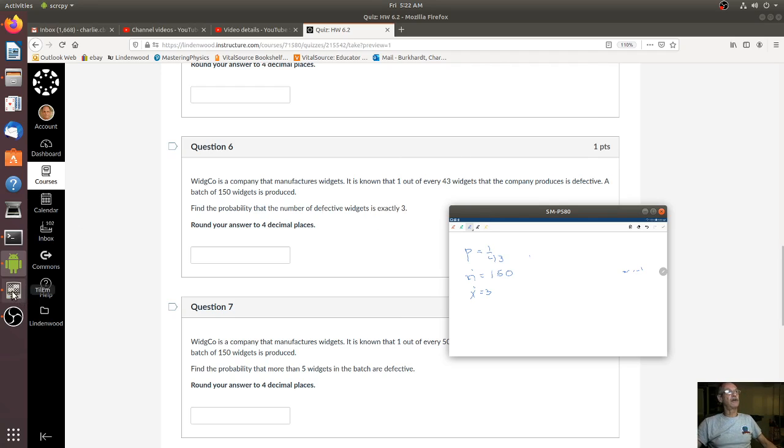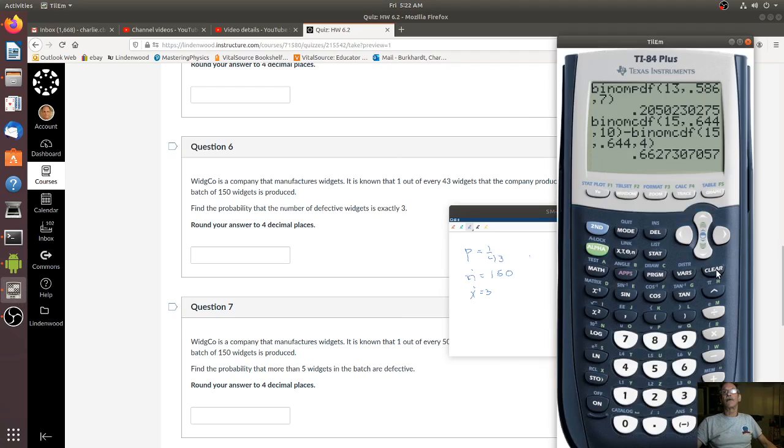Grab my calculator, clear all this stuff off, press second distribution, go up to PDF, because I see the word exactly. Then put in N, that's 150, and then put in a comma, and I can put 1 divided by 43, number 6. I can put it in like that, or I could put in the decimal. But I'll put it in like that. And then X, which is 3.